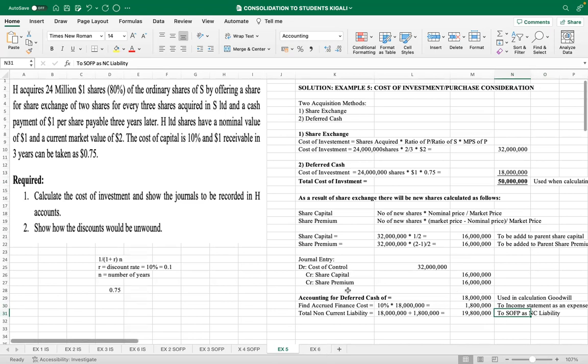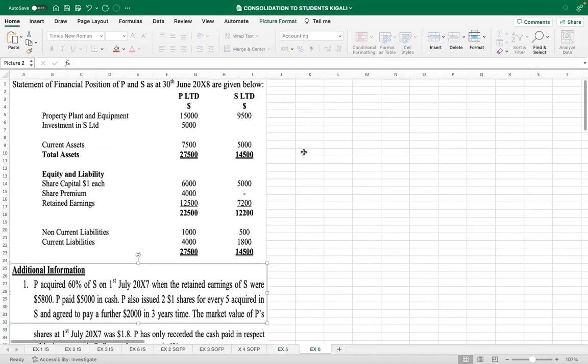So let's have a look at another example. Because we'll be posting this somewhere, it's good to have a short presentation. So let's look at another example. Example 6. Let's be attentive in it. This will involve even consolidation.